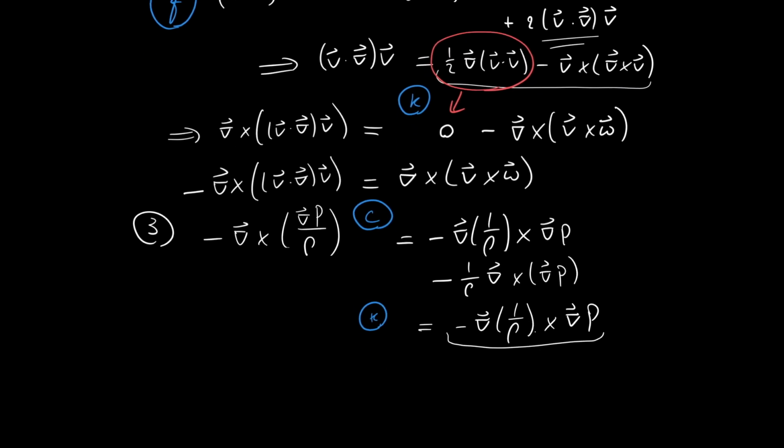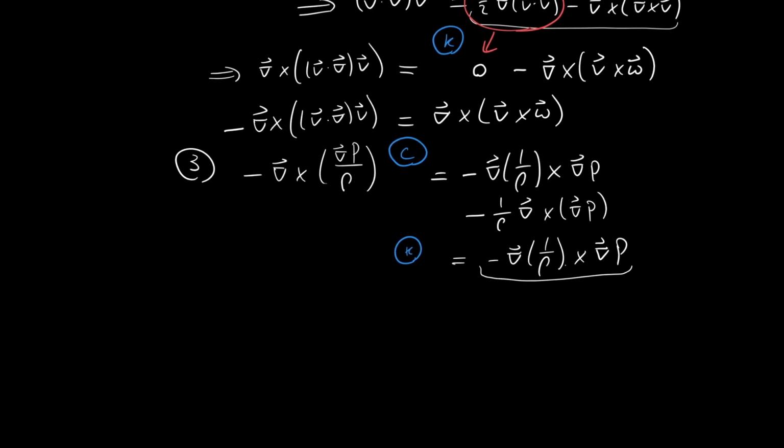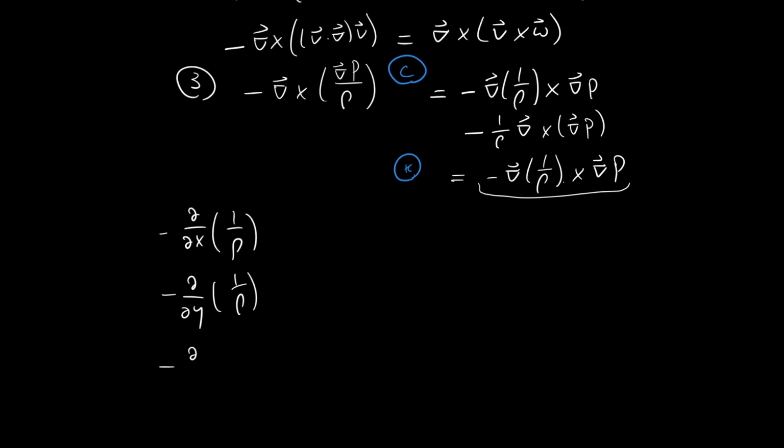And we can do that by thinking about that gradient of 1 over rho a little bit further. So let me calculate that gradient term by term. So the first term would be the derivative with respect to x of 1 over rho. Then the second term would be the derivative with respect to y of 1 over rho. And then we end with the third component, the derivative with respect to z of 1 over rho. All right, so what is this?